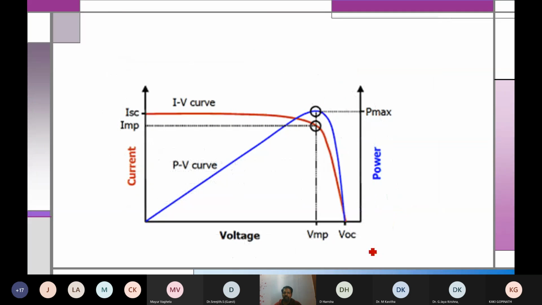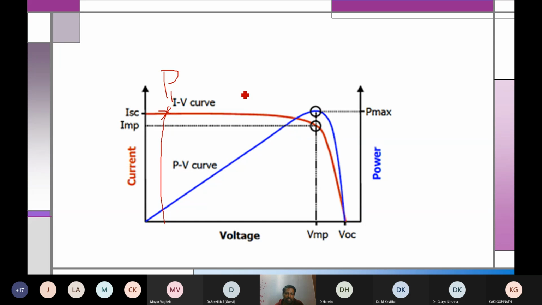See, a solar panel is DC. Solar panel is DC, so power is just the multiplication of voltage and current. That's how we are taking it. So you have two curves here. One is IV, that is between current and voltage. The other one is PV, that is between power and voltage. If I am taking the IV curve, let me take one point here. This is the current and this is the voltage. It's a DC, so if I multiply these two, I'll get one power, assuming it is P1.